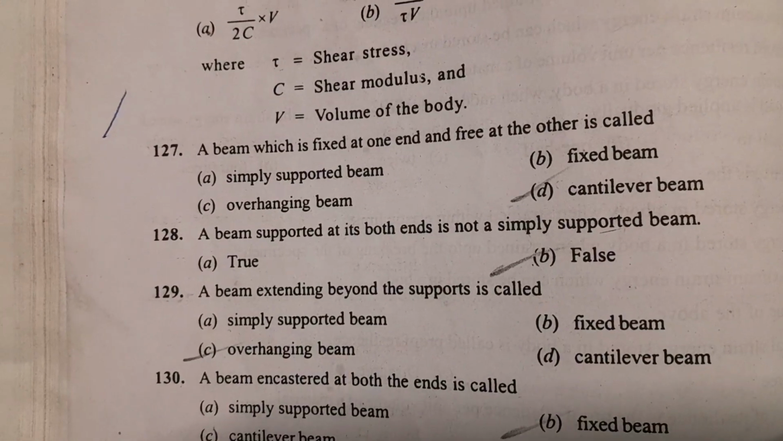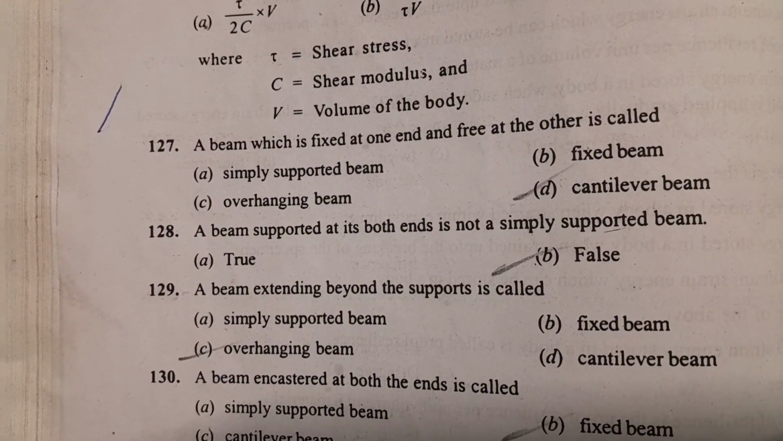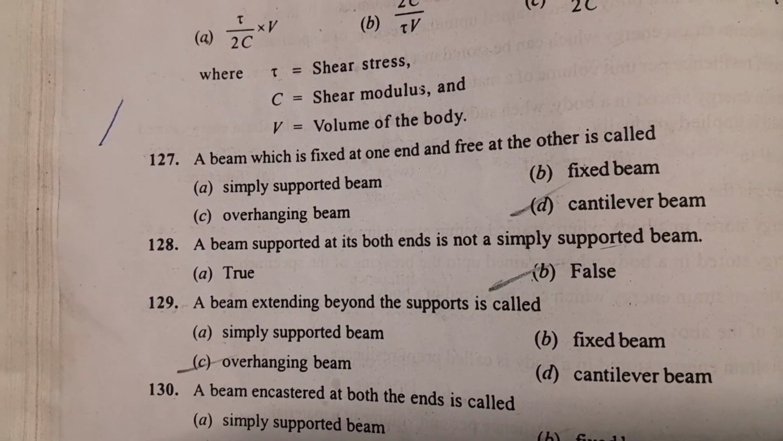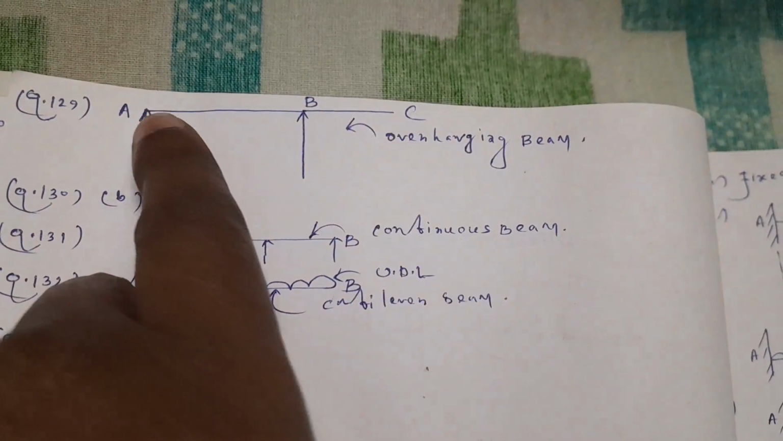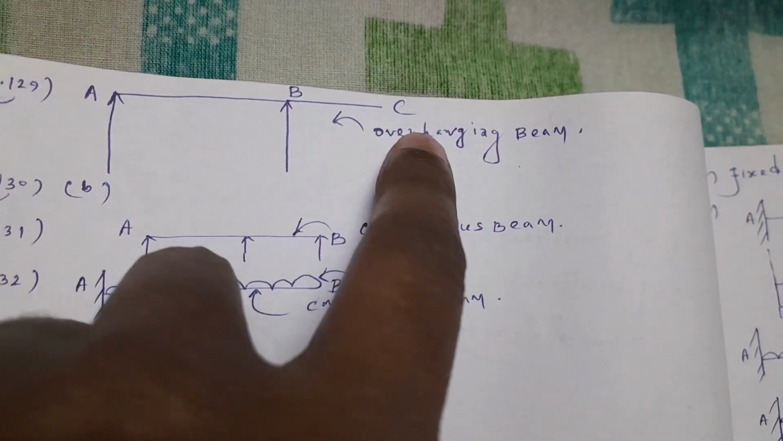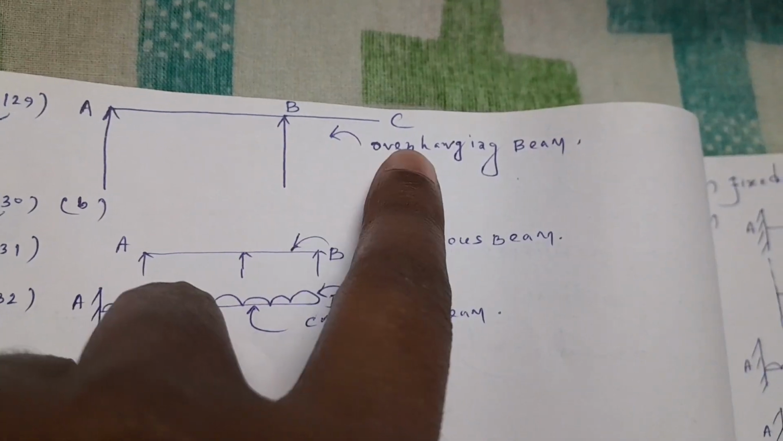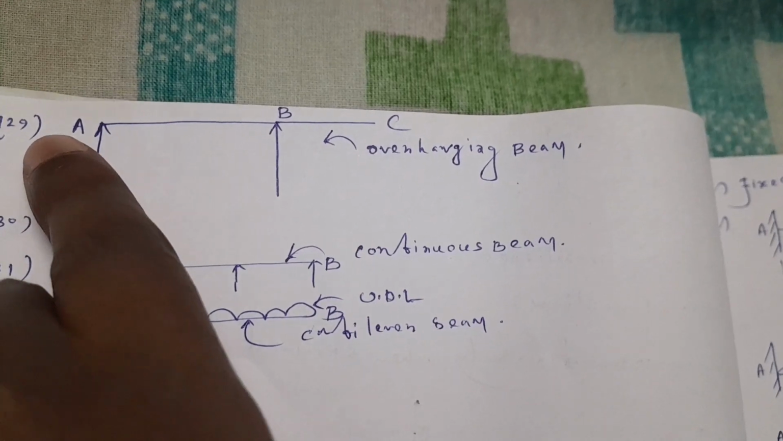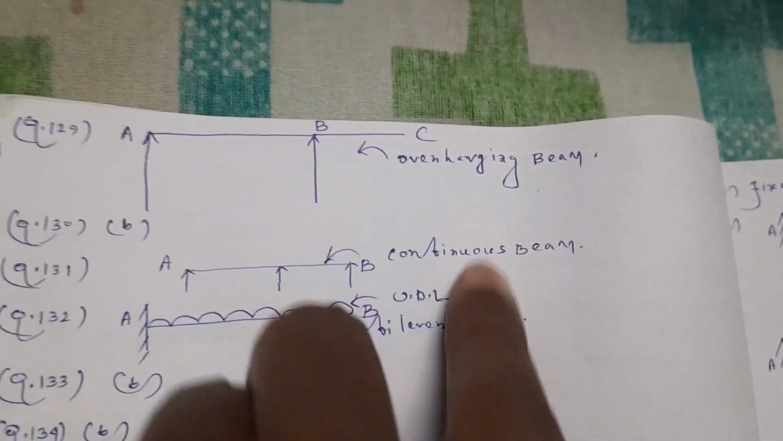Next question 129. A beam extending beyond the support is called, option C is the correct answer, overhanging beam. This is the beam A and B. This is the two support, and this is the overhanging portion. So this is the overhanging beam. This overhanging portion may be on both side or one side.